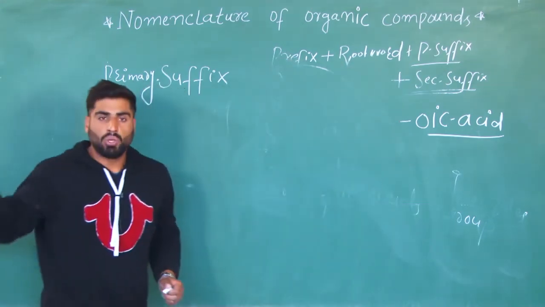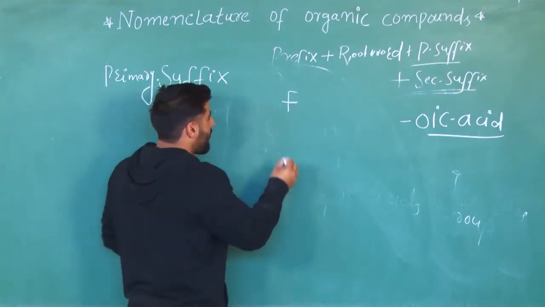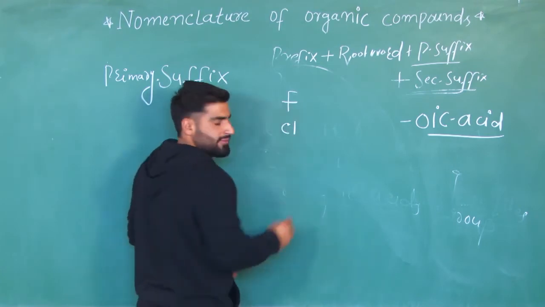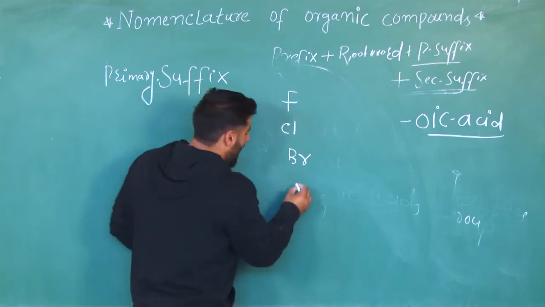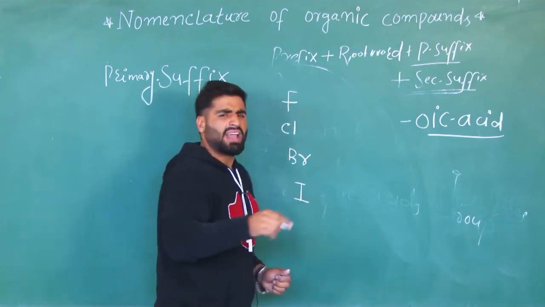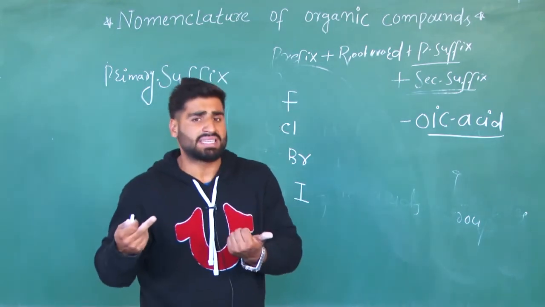We have halogens like F, fluorine. We have Cl, chlorine. We have Br, bromine. We have I, iodine, and we have astatine. Astatine is radioactive, so I will be excluding the astatine.